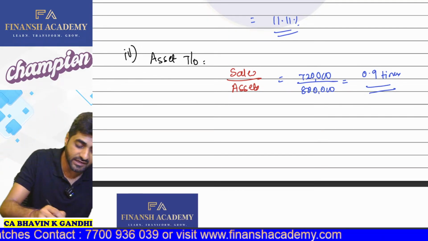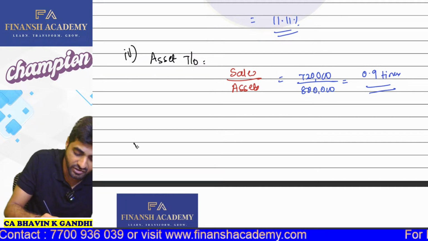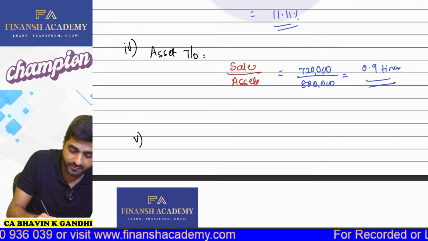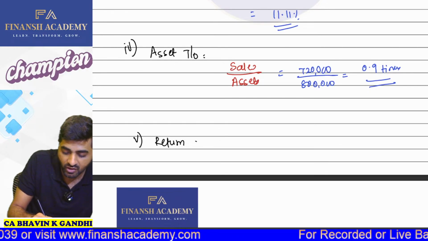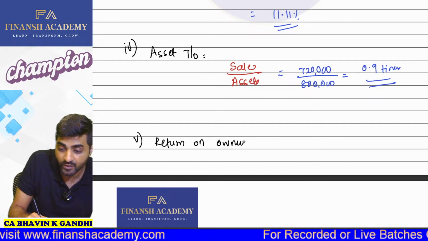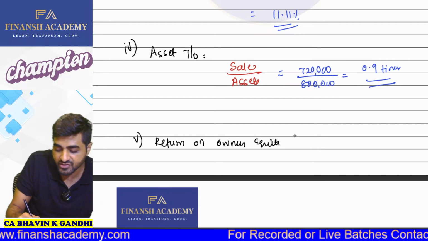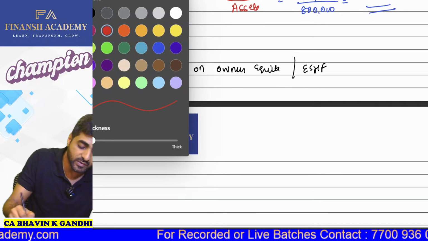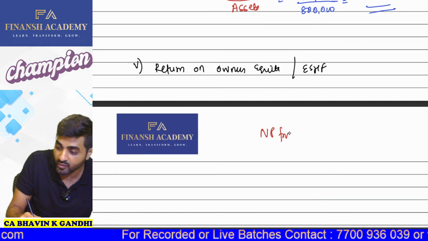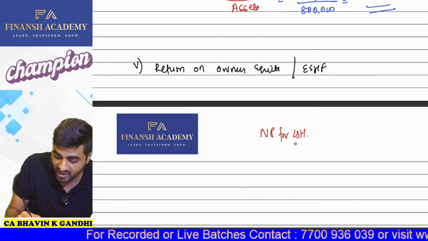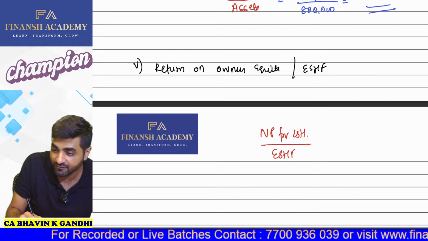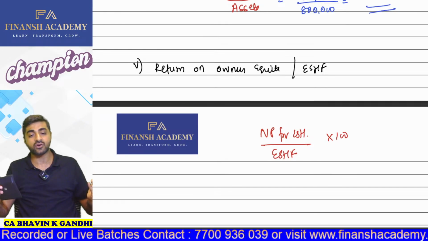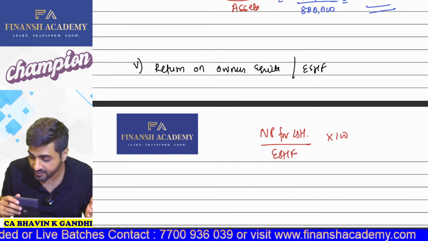And then, my dear students, let us start with the next ratio. So your fifth ratio, what is that? Your return on owner's equity. So what is your return on owner's equity? It means your return on equity shareholder funds. So how do you calculate this? So this will now be net profits for equity shareholders, which I need to divide by equity shareholder funds into 100. Normal calculation.